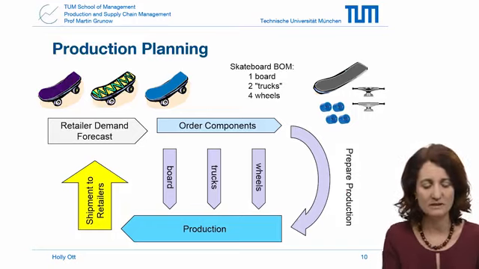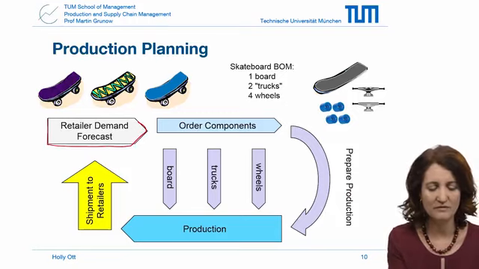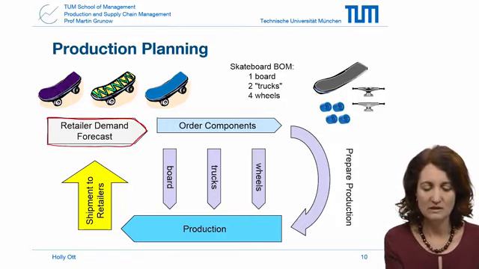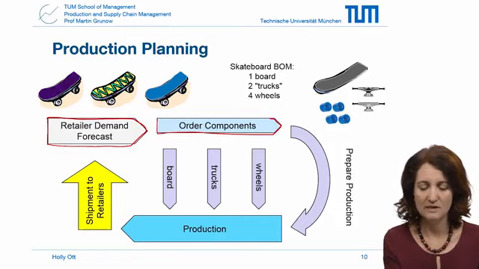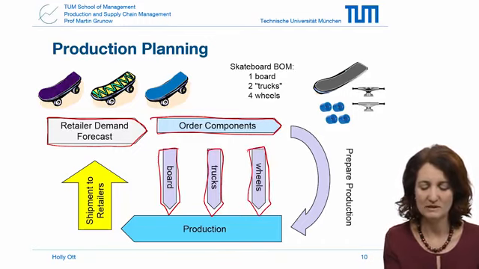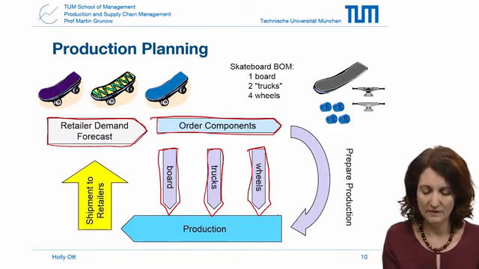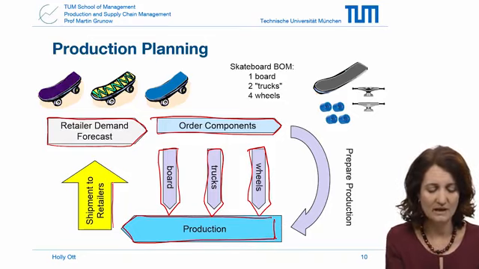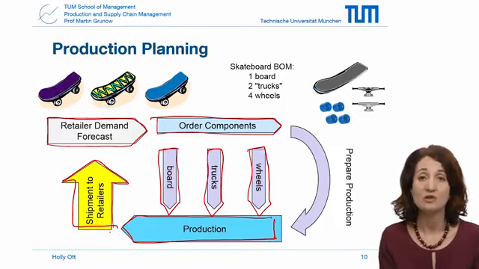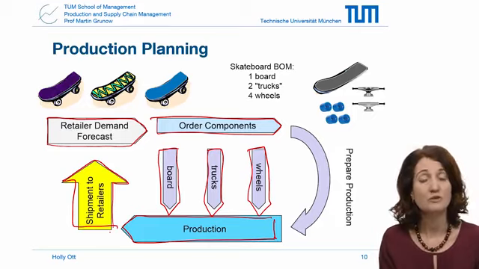So the flow is that the retailer forecast will arrive for the skateboards for all the different models. Then this has to go into the planning system so that the components can be ordered. These will be ordered according to the lead times that they require, and they will then be ready for production of the skateboards, and then those can be shipped to the retailers according to their forecast. Now, how do we manage this? How do we do this production planning?